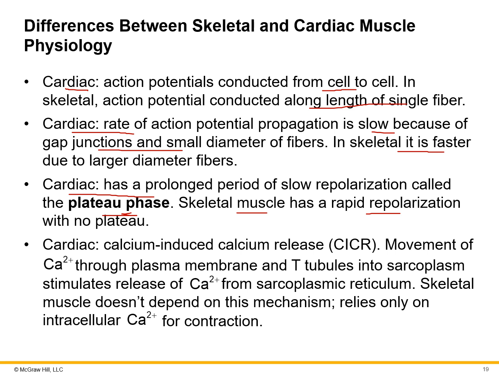And then also in cardiac, the calcium-induced calcium release, the movement again of calcium through the membrane and T-tubules, releases calcium from the sarcoplasmic reticulum, further increasing the amount of calcium that maintains that depolarization. So skeletal muscle doesn't depend on this mechanism. It relies on intracellular calcium only for that contraction.